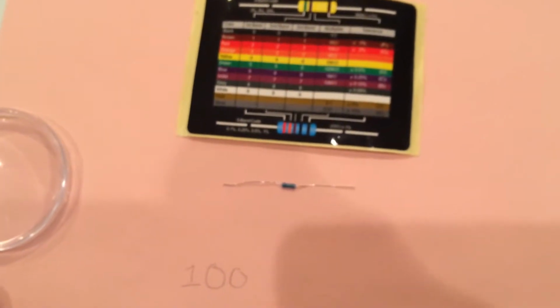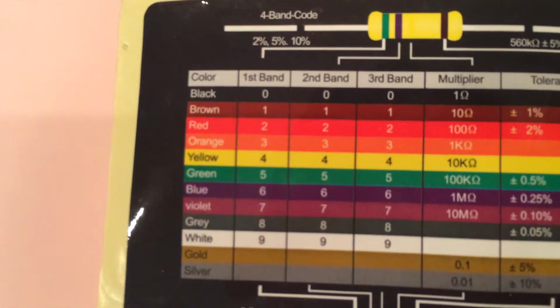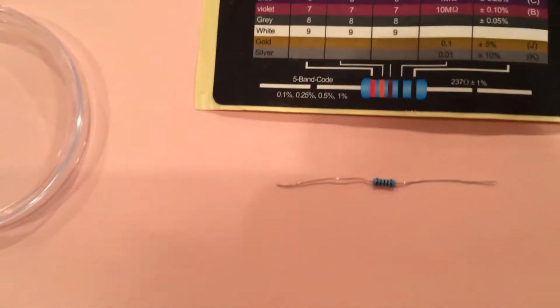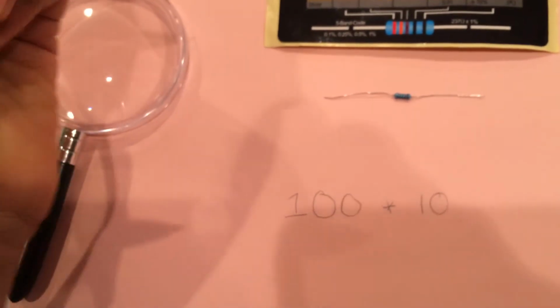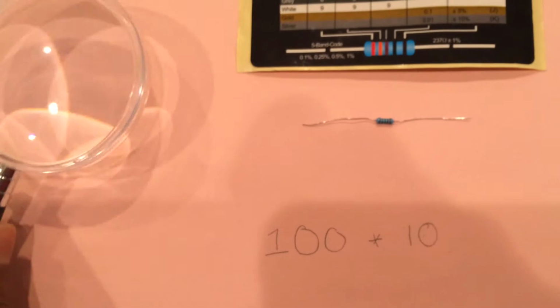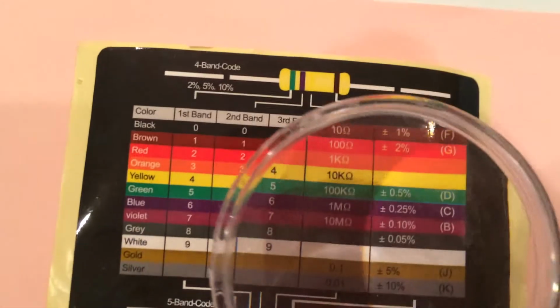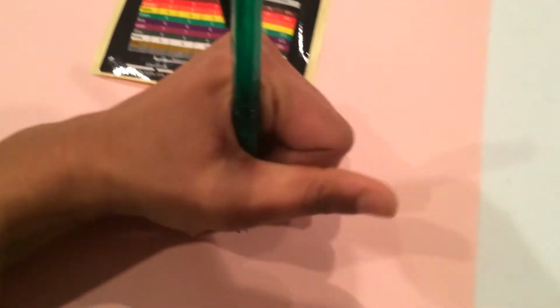Now we come to the multiplier column. Our next band is brown. So going up to the resistance color code, we see brown, which is times 10 ohms. So coming down here, we write times 10. And lastly, we can observe our tolerance. Here, the fifth and last band is brown. So, going up top to our resistance color code, we see that the tolerance is 1%. Just taking a quick note of that.